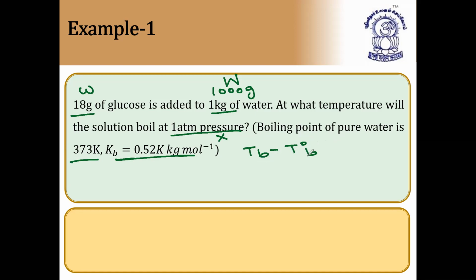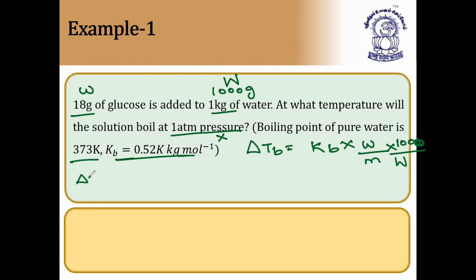So let us see now, delta TB is equal to KB into small w by small m into 1000 by capital W. Now, first substitute this, then you'll get delta TB.